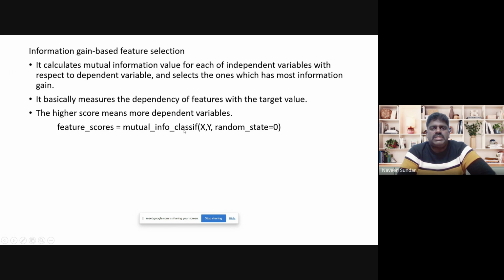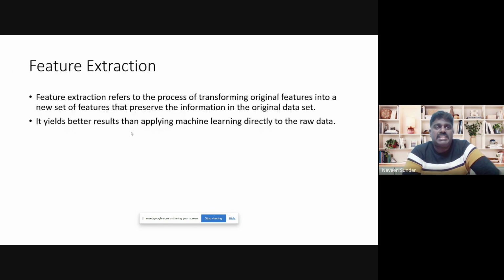We are just using the classification model, in which we are calculating the highest score. Then we can say that will be considered as the more dependent variable. So we are calculating using the information gain, and we are selecting the feature, right? So these are some of the feature selection methods.